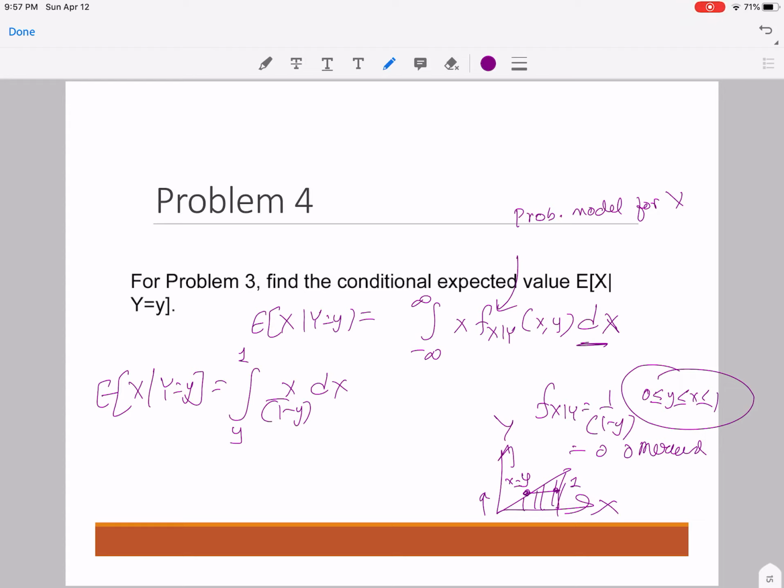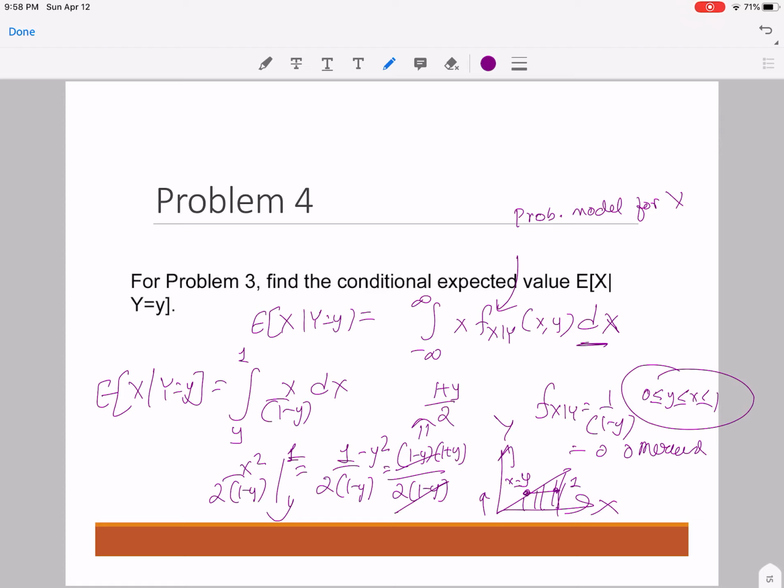So I'll get the expected value of X as X squared over 2 times (1 minus Y), with limits from Y to 1. When I plug in a 1, I get a 1. When I plug in a Y, I get Y squared, over 2 times (1 minus Y). The numerator term 1 minus Y squared can be written as (1 minus Y) times (1 plus Y), over 2 times (1 minus Y). So (1 minus Y) and (1 minus Y) cancel each other out, giving me the conditional expected value of X given Y as (1 plus Y) over 2.